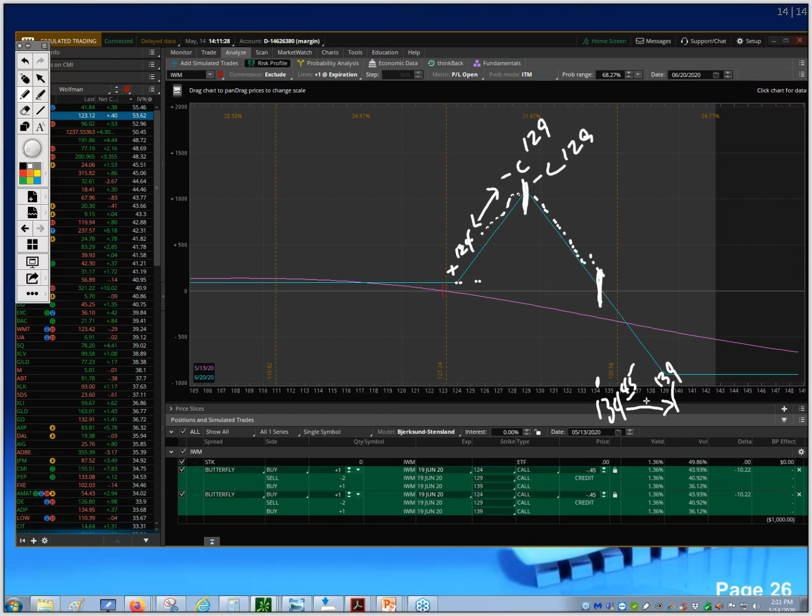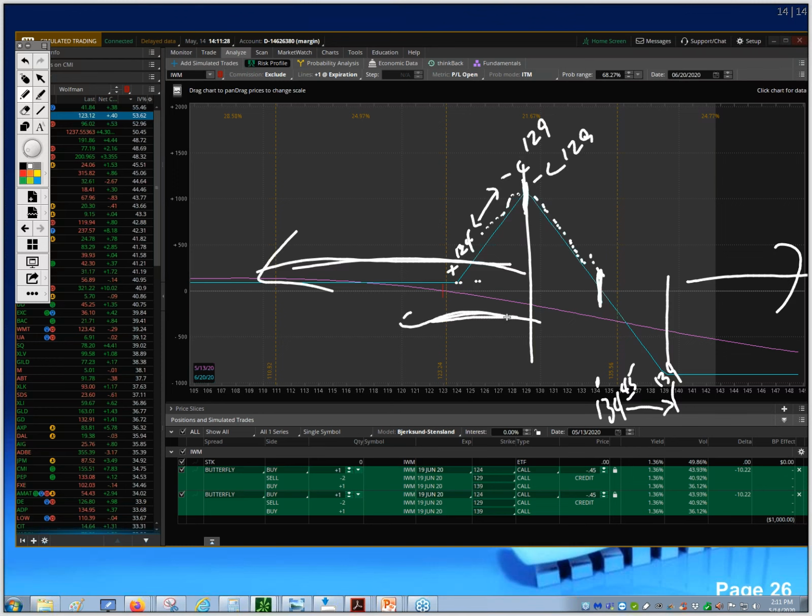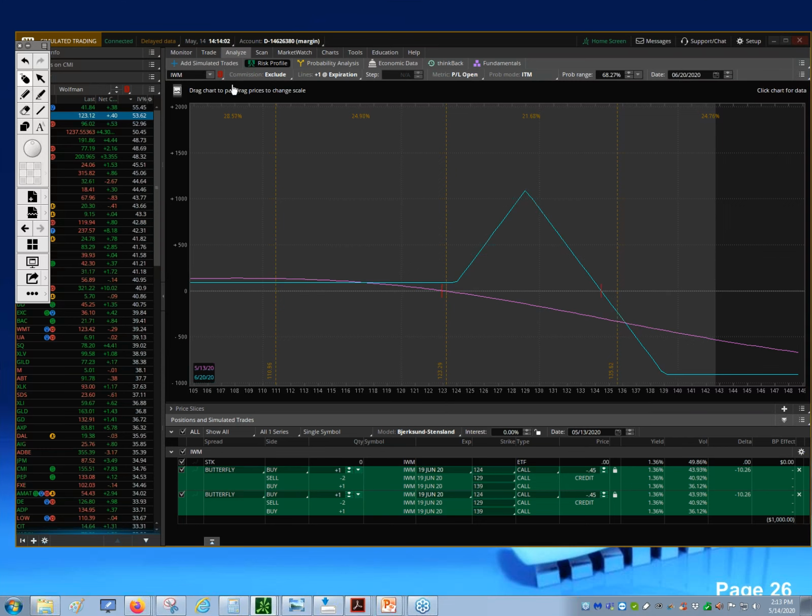Or 134.45 to 139. Okay, so you can see here, we've got a lot of room to be wrong, right? All of that room to be wrong, if we're wrong going all the way to there, and then here. So we've got a pretty good opportunity here. And I'm not worried about this side. But this is my question: are we going to have a correction to the downside? So I'm worried about that.